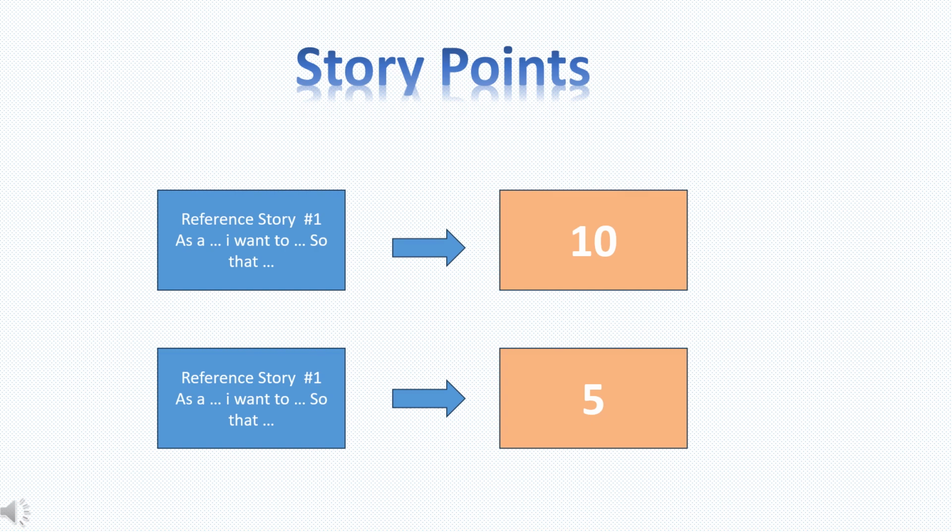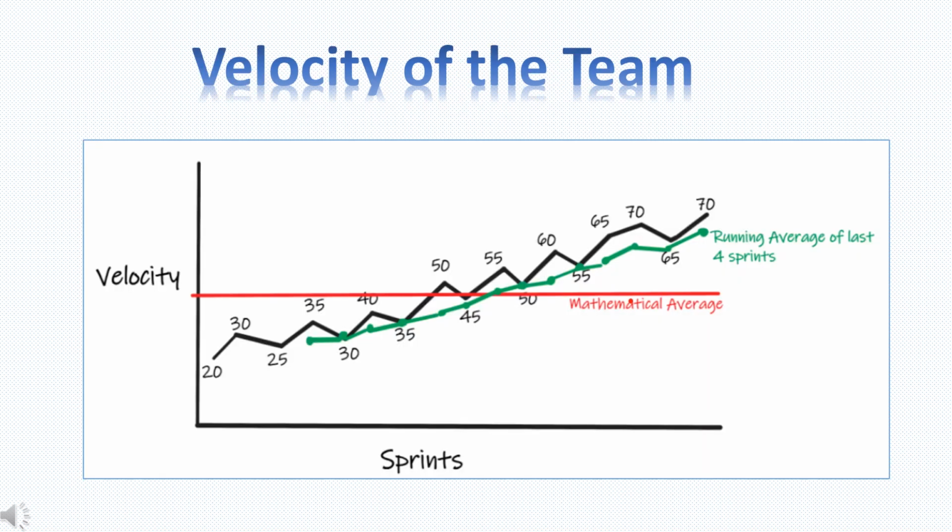Now, we don't know how long it takes to complete a point, but what we do know is that the story with 10 points is twice the size of the one with 5 story points. The team's ability to complete story points is what we call velocity. So, velocity is not a prediction of how much a team can do during the sprint. It's an observation based on the historical and past performance of the team.